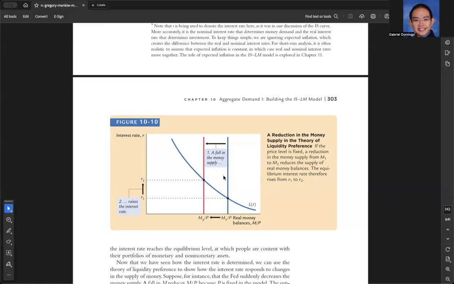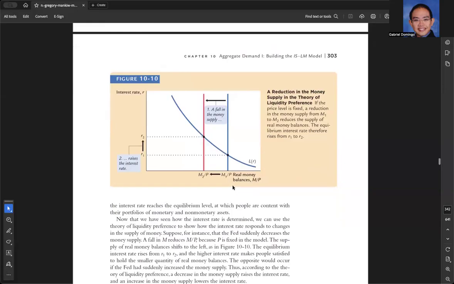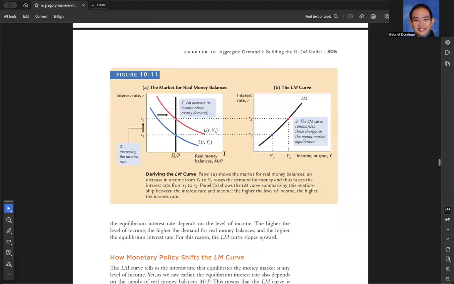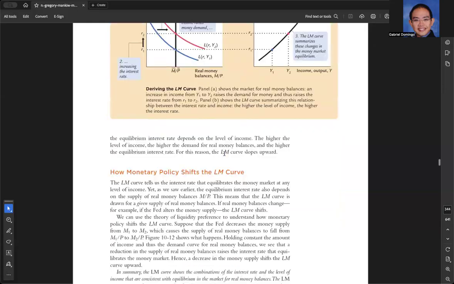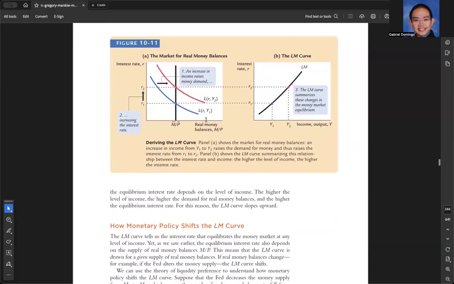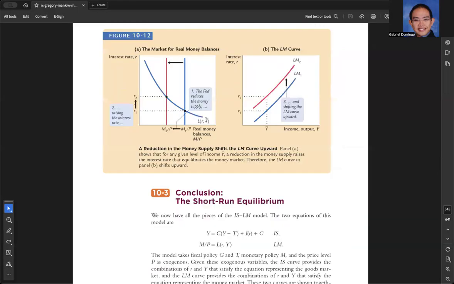What's going to happen, right? So if M falls because of a contractionary monetary policy, the money supply falls, again, P is fixed, that will tend to raise R. That means for any given Y, R will tend to be higher if you have a reduction in monetary policy. So if you look back, well, I guess we can go here directly.